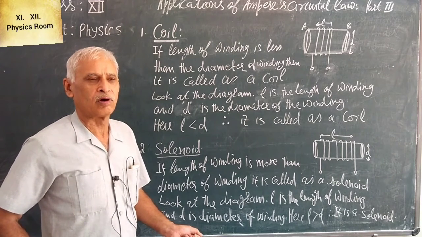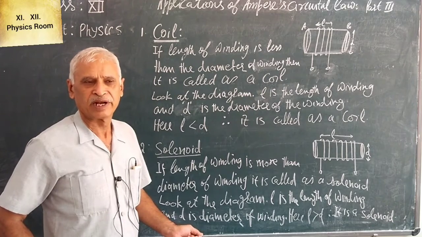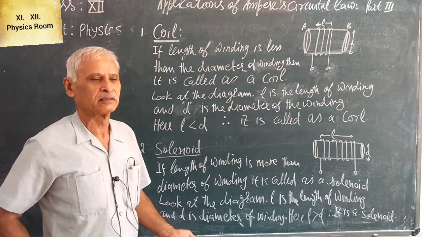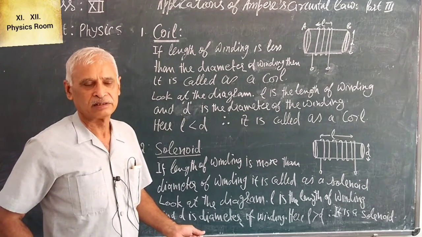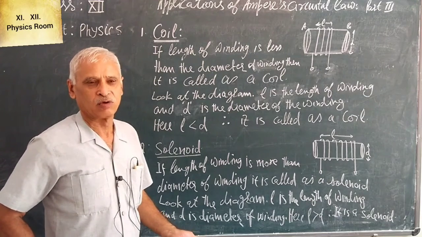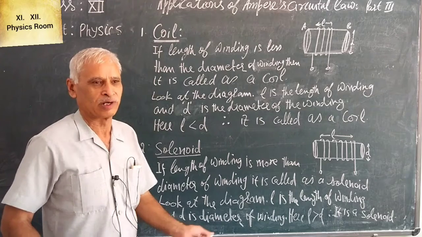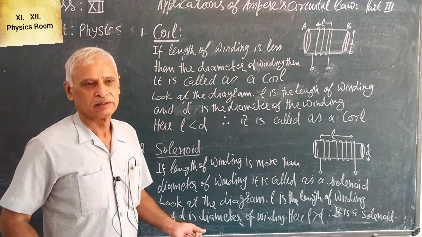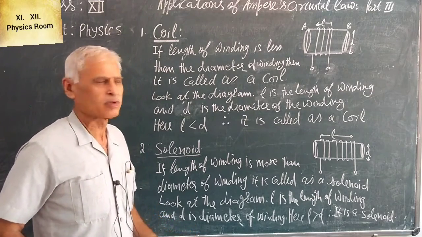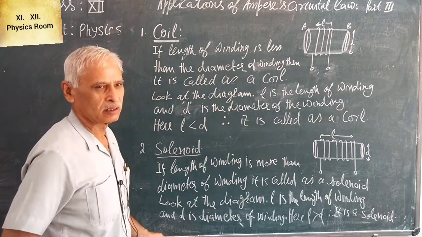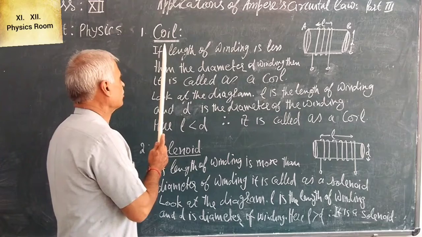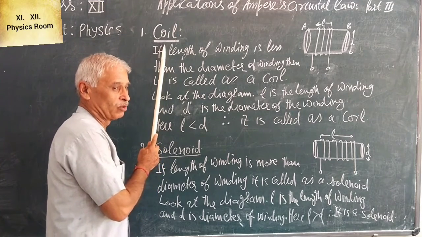Before we go for finding the magnetic field at the circumference of a toroidal solenoid, we are to understand some basic concepts. What is a coil, what is a solenoid, what is a toroidal solenoid. So let us understand these terms before we go for our actual topic. Now first we take up a coil. What is a coil?